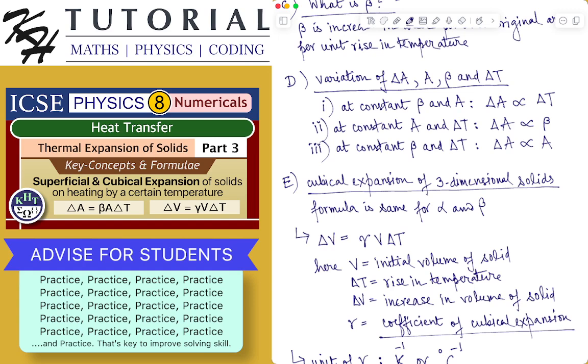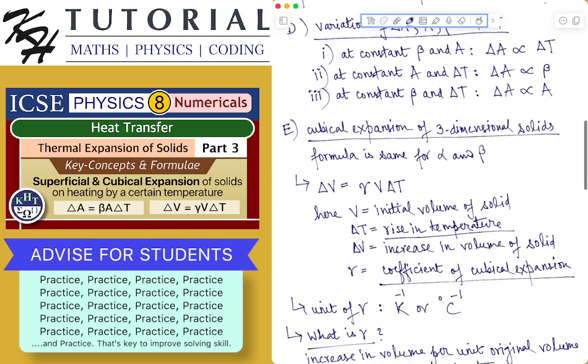So here V is the initial volume of the solid, delta T is the rise in temperature when you are heating the solid body, delta V is the increase in volume of the solid, and gamma is known as the coefficient of cubical expansion. Cubical expansion means expansion in volume. And from here you will see that gamma is nothing but delta V divided by V multiplied by delta T.